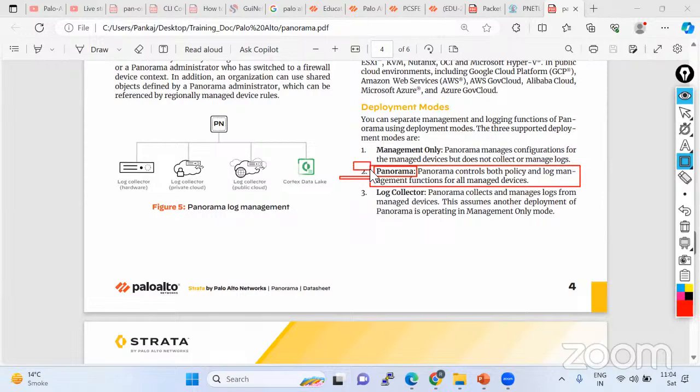So that's why I named Panorama. We are not talking about management only. We're not talking about the log collector only. We can do that, but the word Panorama means we have both functionalities. That's all. Got it. So both facilities are available in a single Panorama. Yes. Okay, got it.